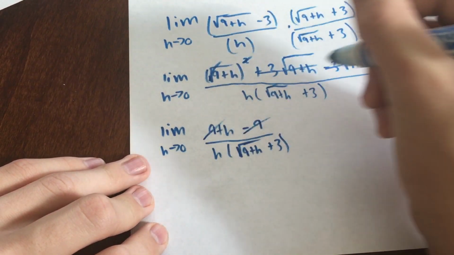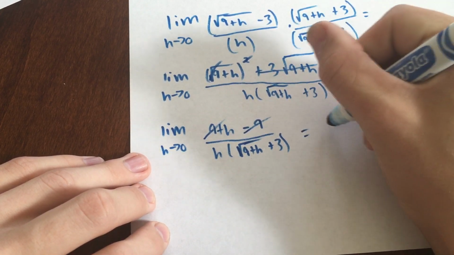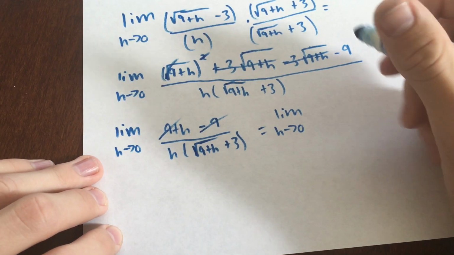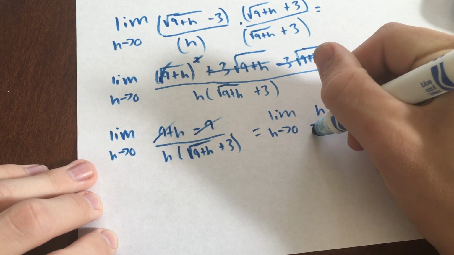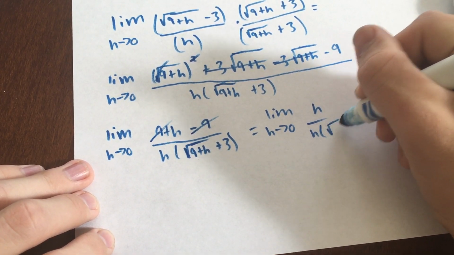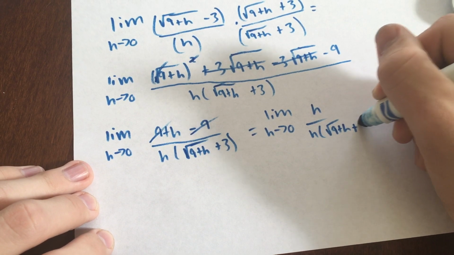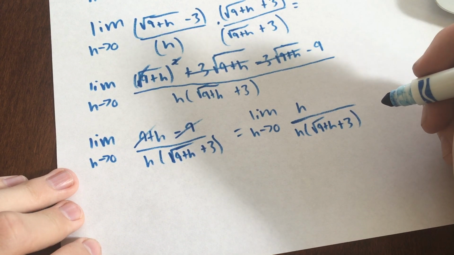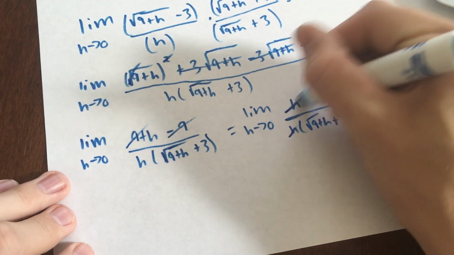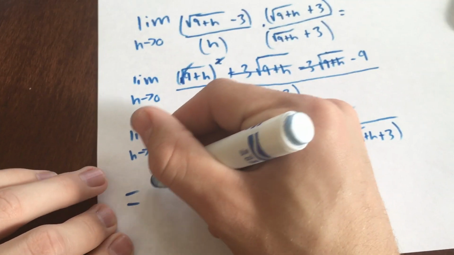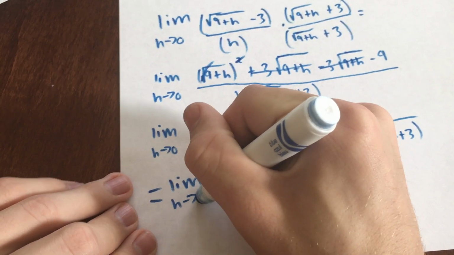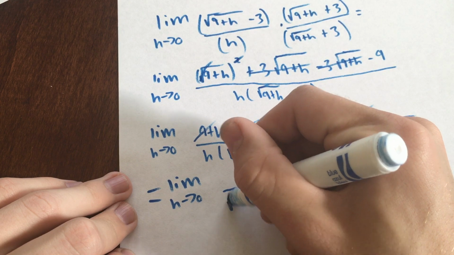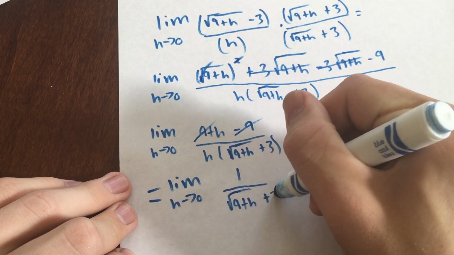And I think you cross out the 9s. We're left with the limit as h approaches 0 of h over h times the square root of 9 plus h plus 3. And that's it. Oh wait, there's more. The h's cancel out. So we're left with the limit as h approaches 0 of 1 over the square root of 9 plus h plus 3.